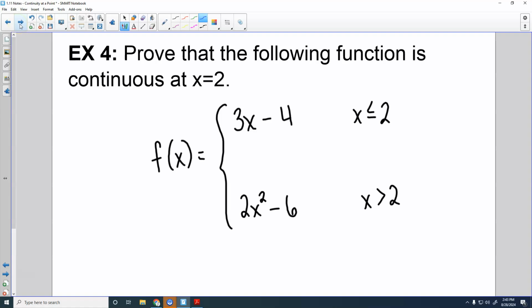Okay, so let's prove that this function is continuous. If we're trying to prove that this function is continuous, on that first slide we had 3 things we've got to show, right? We must show that f of 2 exists. We got to show the limit as x approaches 2 of f of x exists. And then we have to show that those 2 numbers that we got are the same, right?